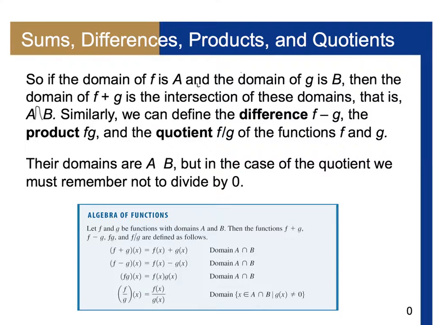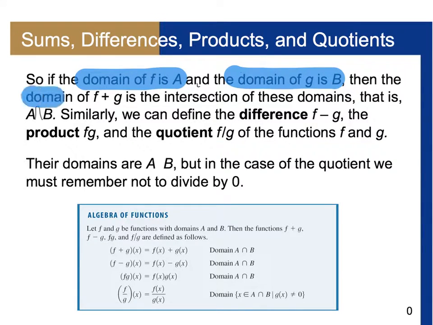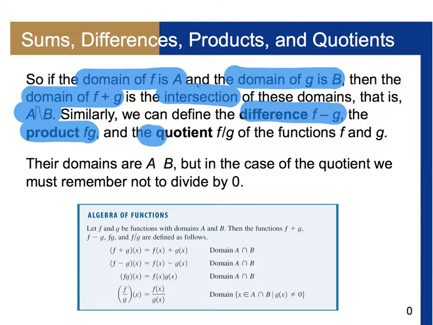So let's say the domain of f is A and the domain of g is B, two different functions. Then the domain of f plus g is just the intersection of those. So that would be A intersect B, the intersection of the two domains. We can also do the difference of two functions, f minus g, a product, f times g, and a quotient, f over g, of the functions f and g.